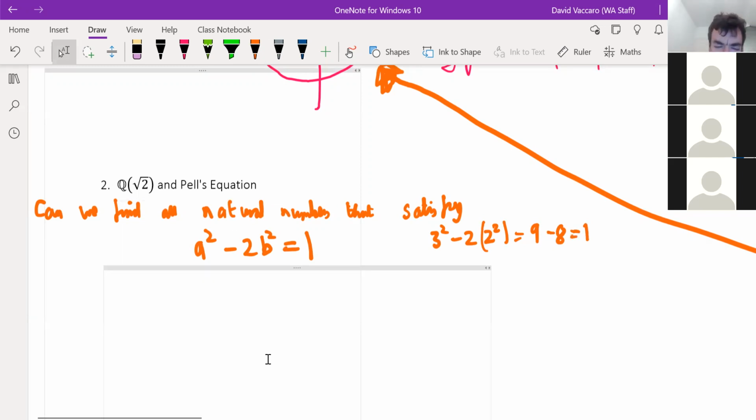I reckon if people really scratch their head, someone said a equals root 2, b equals 1. No, because I want natural numbers. But I reckon if people really scratch their head and they think about other square numbers they know, they might be able to find a second one.